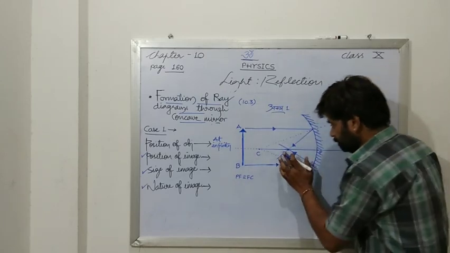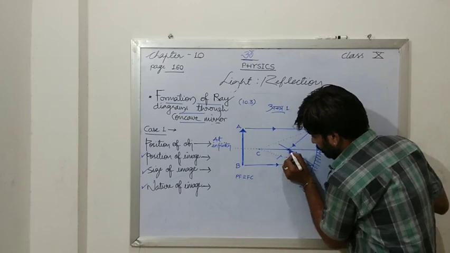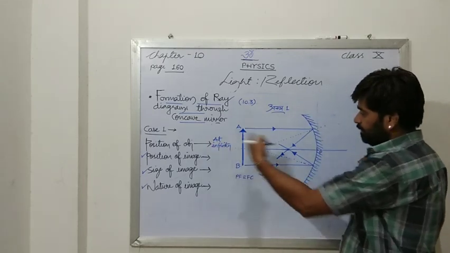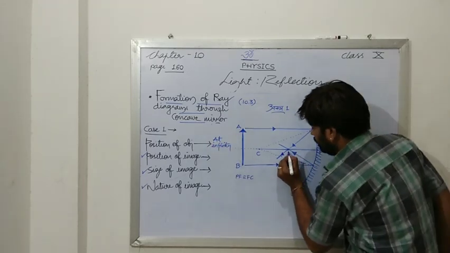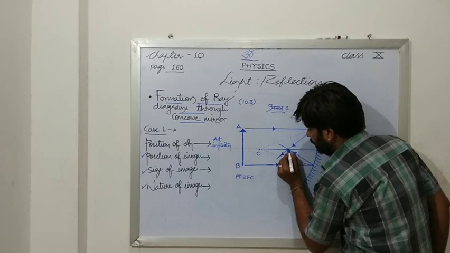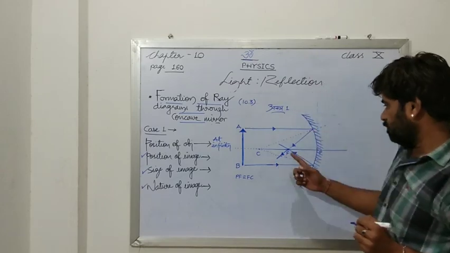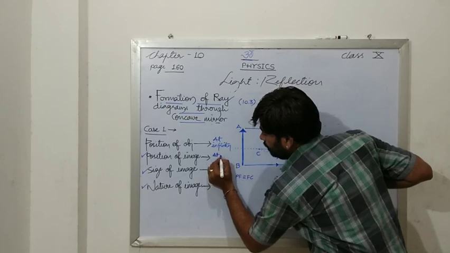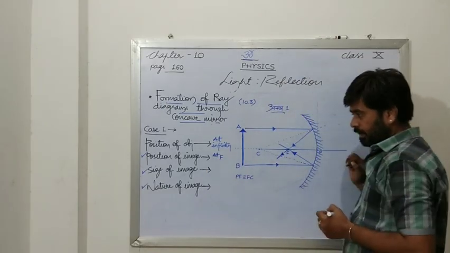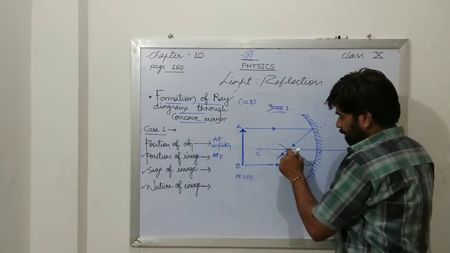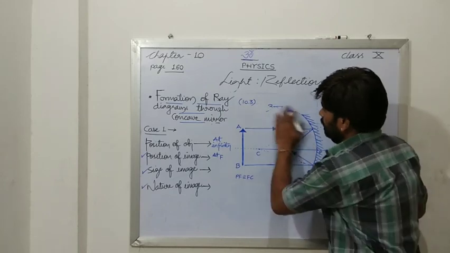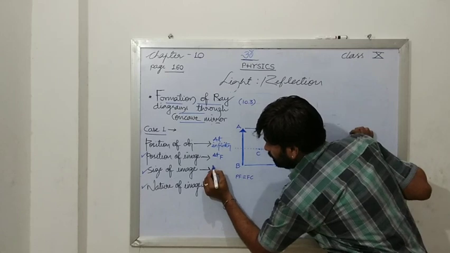Now this is the diagram as per the position at infinity. We are getting the intersection point of reflected rays at focus. So we may say the position of image will be at focus. Then size of the image: it is a point size image. So here the image will be what?